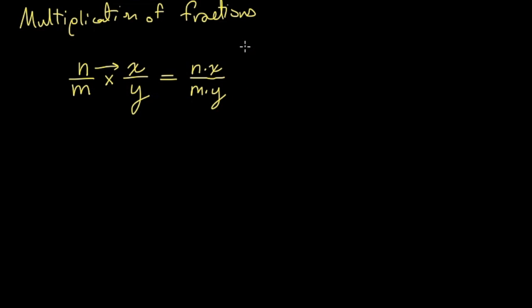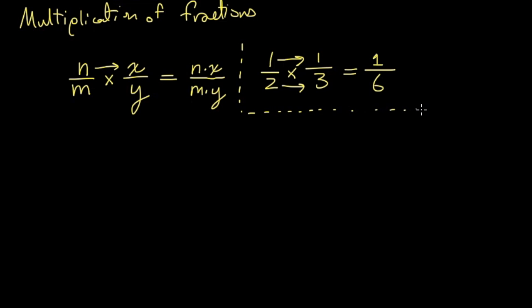So let's use some real numbers. If we have 1 over 2 times 1 over 3, what's our first step? Multiplying the numerators, so 1 times 1, that leaves me with 1. Then I multiply the denominators, 2 times 3, that leaves me with 6. Alright. Simple enough. Let's try some more.